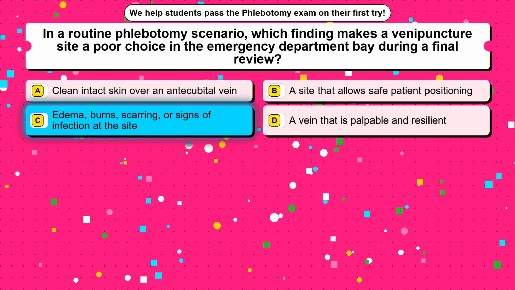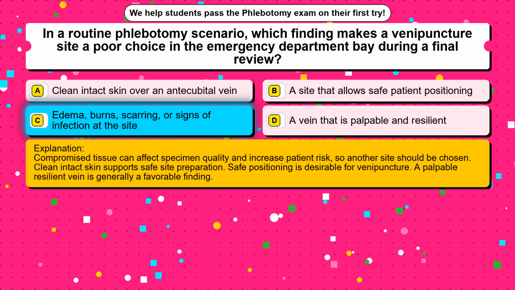The correct answer is option C. Edema, burns, scarring, or signs of infection at the site. Compromised tissue can affect specimen quality and increase patient risk, so another site should be chosen. Clean intact skin supports safe site preparation. Safe positioning is desirable for venipuncture. A palpable resilient vein is generally a favorable finding.